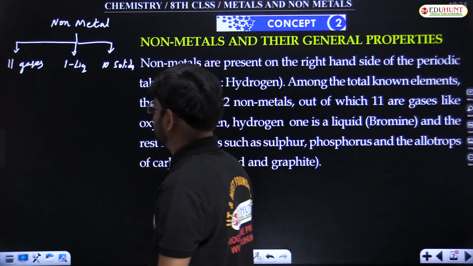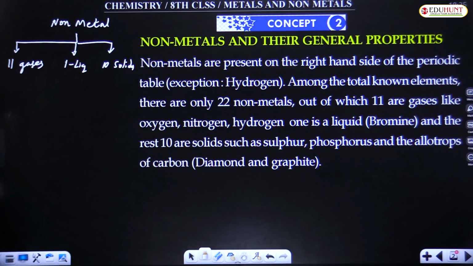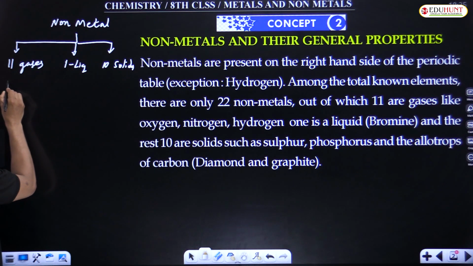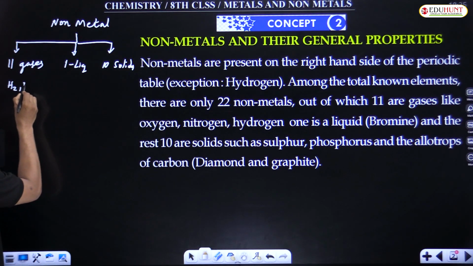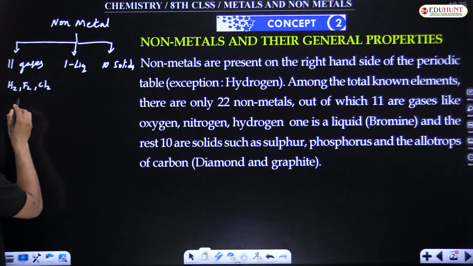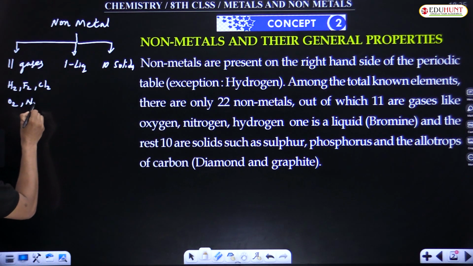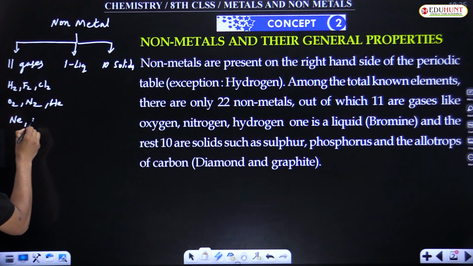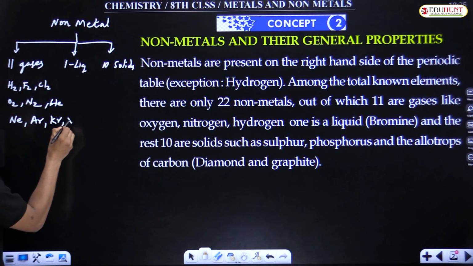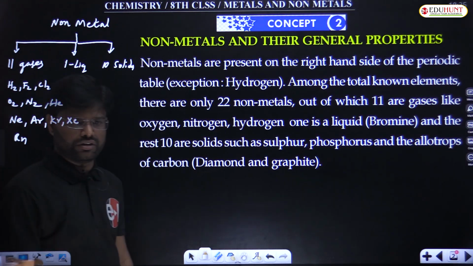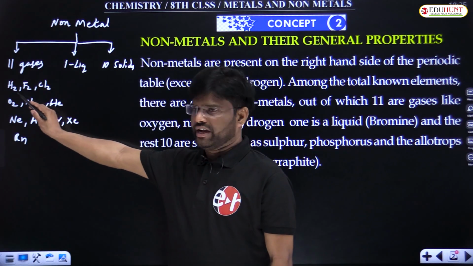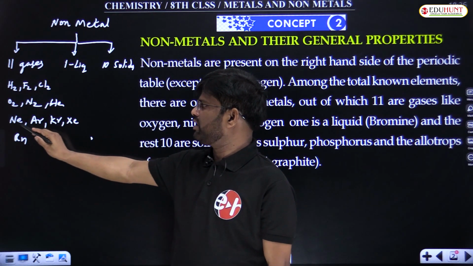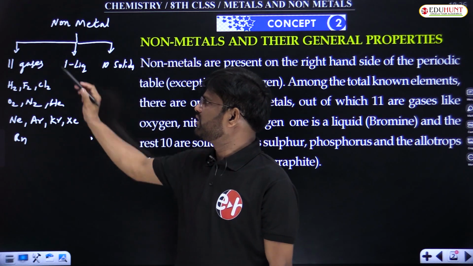Now, what are those elements? First, the gaseous elements: hydrogen, fluorine, chlorine, oxygen, nitrogen, and the noble gases helium, neon, argon, krypton, xenon, radon. These are the 11 gaseous non-metal elements.